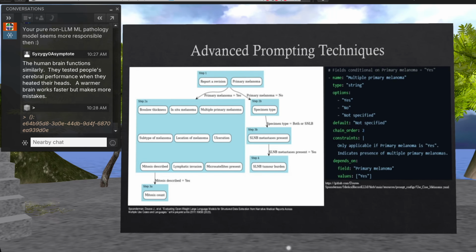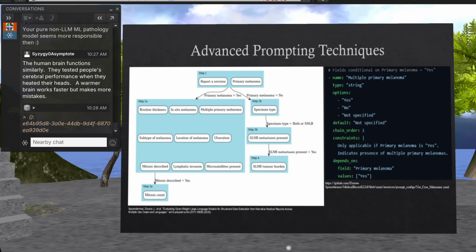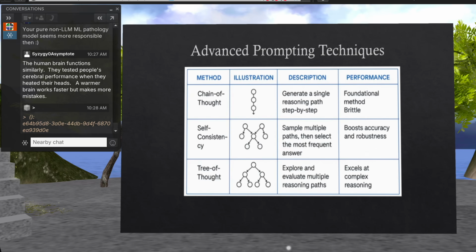You can now ask an LLM a question, and then your next question can depend on the answer from the first question and things like that. That's actually reduced the amount of compute that's needed to extract a certain amount of information, because you can now tread a certain pathway. So quite recently, these advanced prompting techniques, prompt chaining, were introduced.